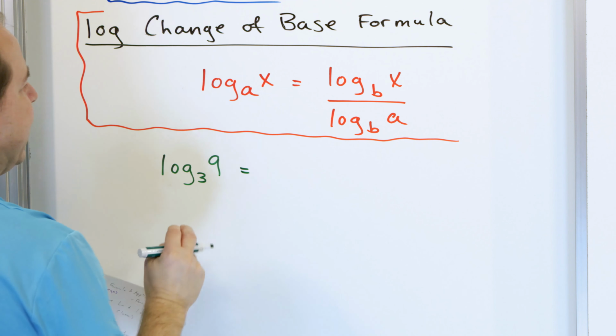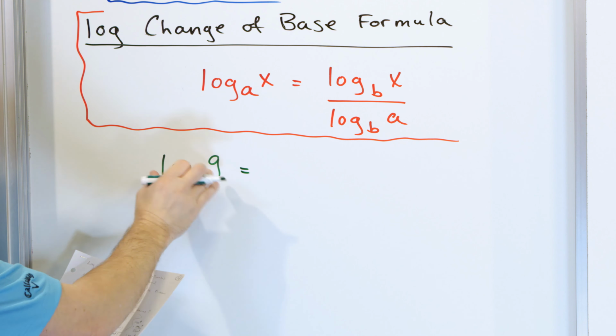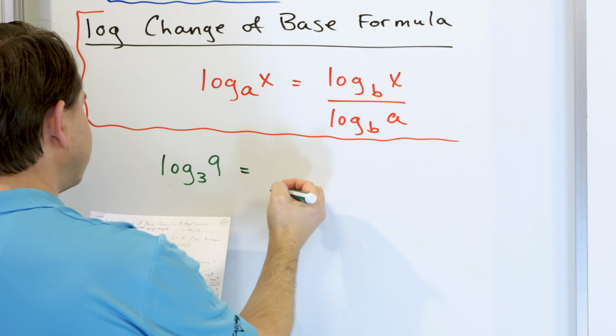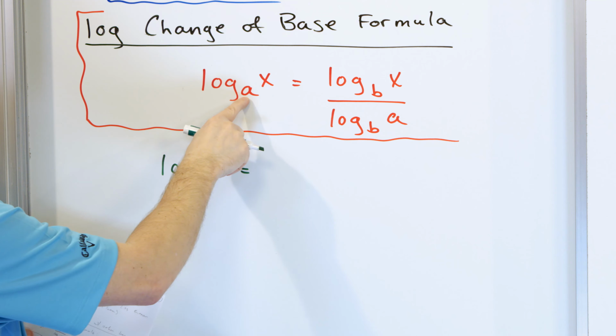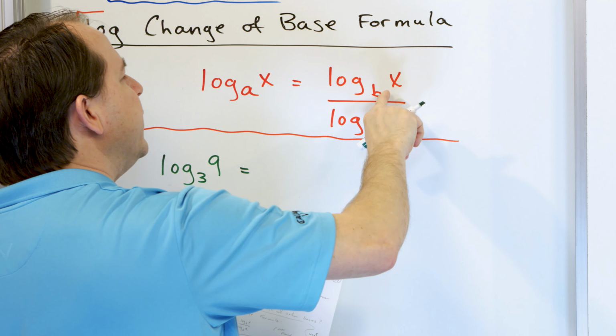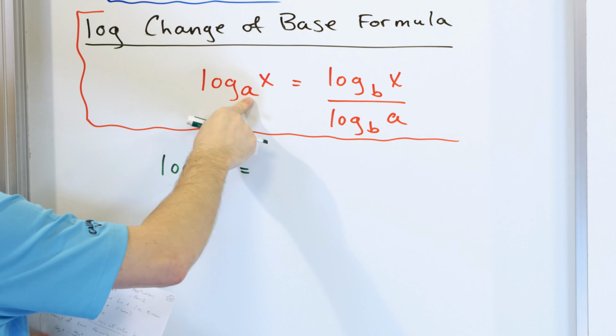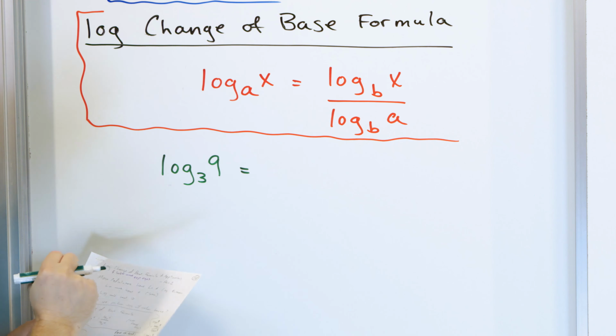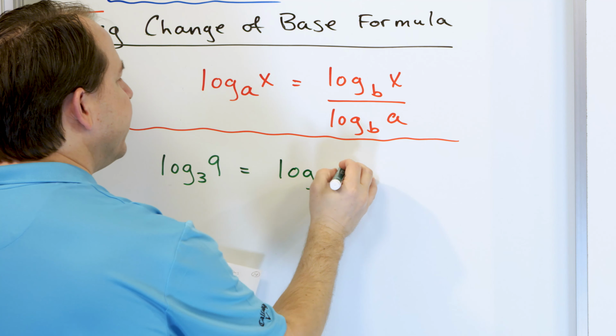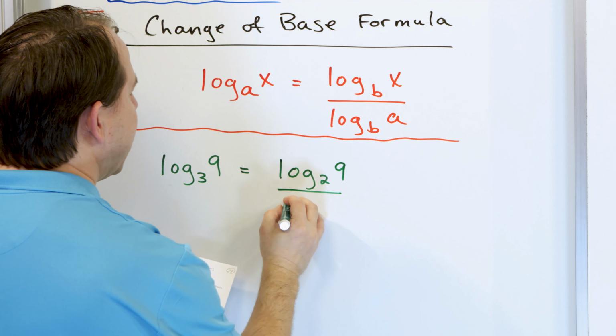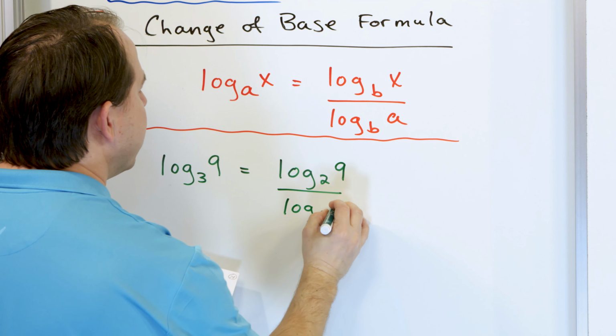What this is saying is I can write this logarithm as follows. I can change the base of this logarithm from base a to any other base I want. Notice b is the base on the right and a is the base on the left. So if I want to, I can change this to logarithm base 2 of the number 9 divided by logarithm base 2 of the number 3.